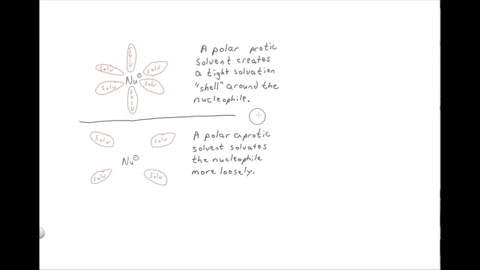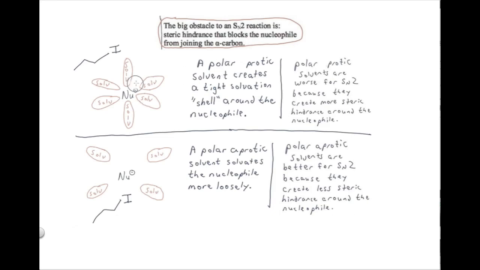Well, here's the answer. Remember that we've seen that the big obstacle to an SN2 reaction is steric hindrance that can block the nucleophile from joining the alpha carbon. Well, it should be plain that this tight solvation shell creates more steric hindrance around the nucleophile that can block the nucleophile from attacking the alpha carbon. It would be difficult for this nucleophile to attack this alpha carbon. It's going to be tough for this nucleophile to get close enough to attack this alpha carbon because it's surrounded so closely on all sides by these pesky solvent molecules. So the solvent molecules, this solvation shell, is creating steric hindrance that can block the nucleophile from joining the alpha carbon.